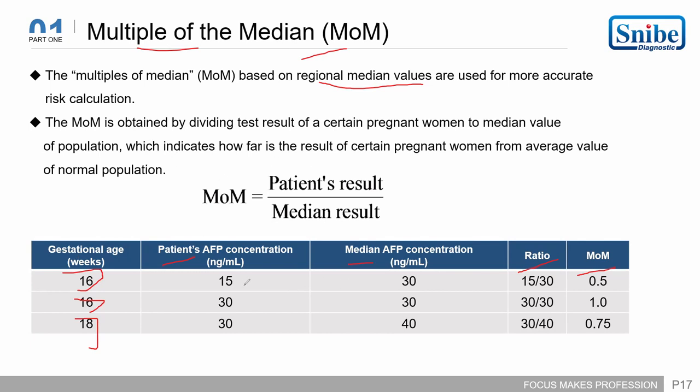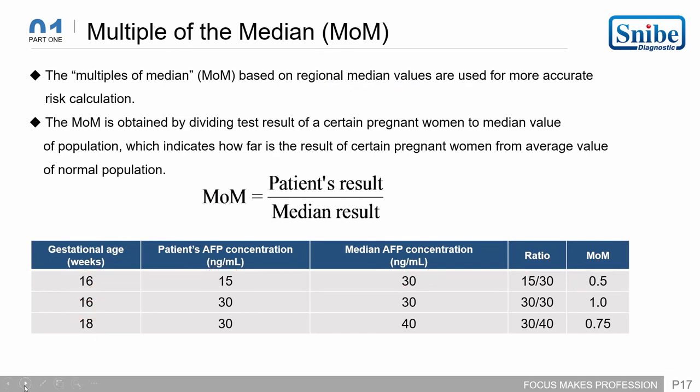So these are the test results of a certain pregnant woman compared to the median value of the population. If we check the median value of the population, we can see how far the result of this pregnant woman is from the average values of the normal population. So this helps to calculate the MOM, and then we go to the further assessment.